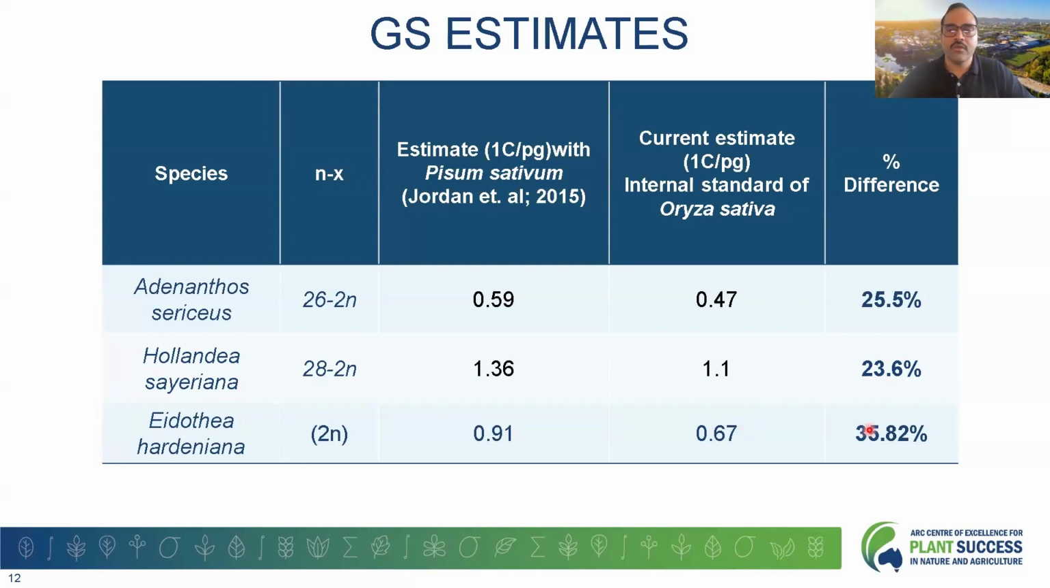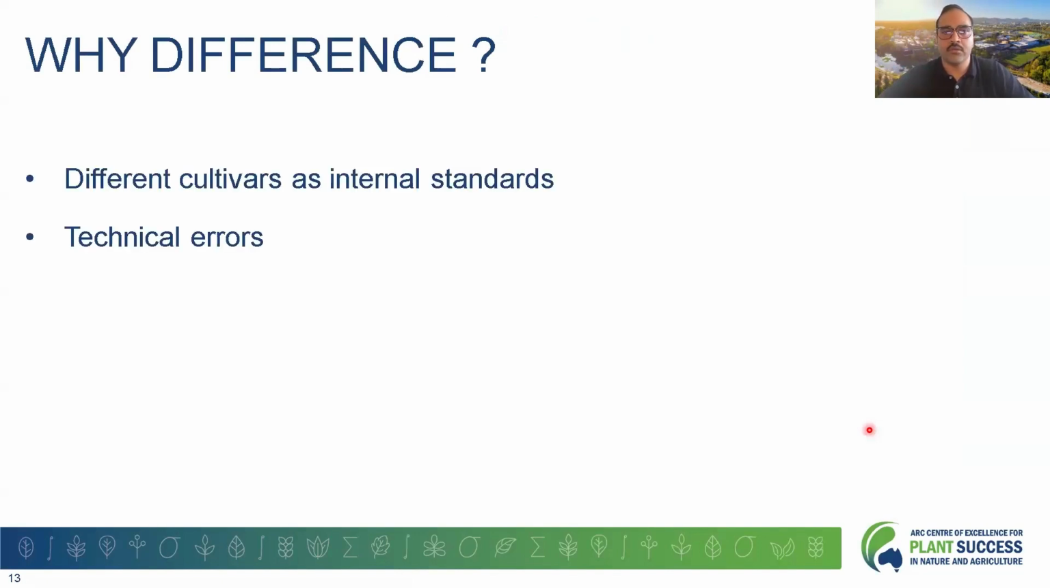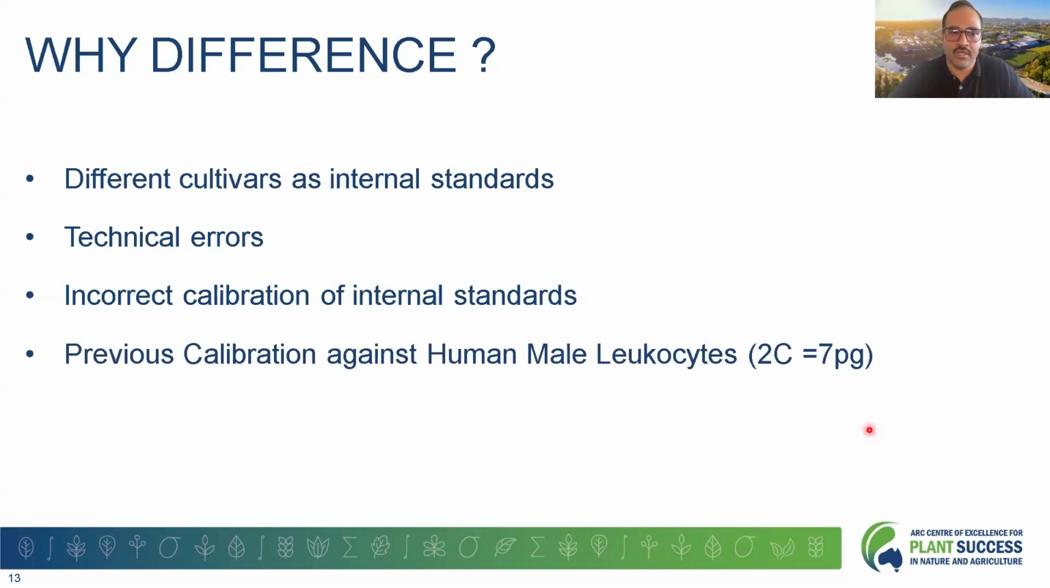So then it was a question for us, why is there a big difference in the genome estimates from previous estimates? Usually it happens in flow cytometry. Sometimes we take different cultivars of internal standard. Let's say instead of Torsay P, we could have taken some other cultivar, and that cultivar could have a different genome size. Sometimes it's all about technical errors, or maybe we have incorrect calibration of the internal standard, because if we have the initial value incorrect, then the test species will also be given incorrect values.